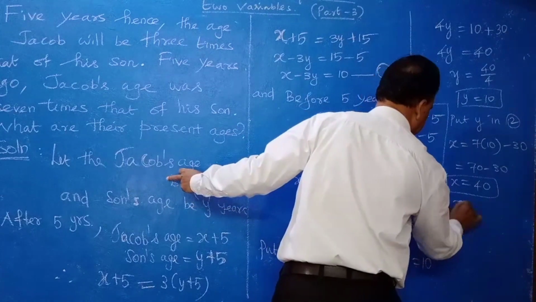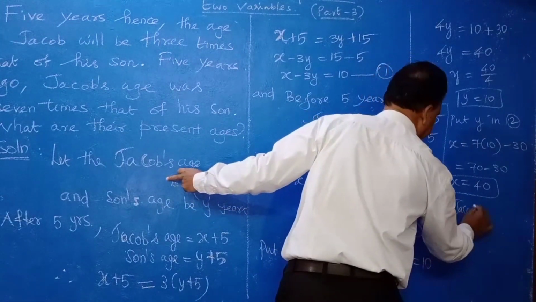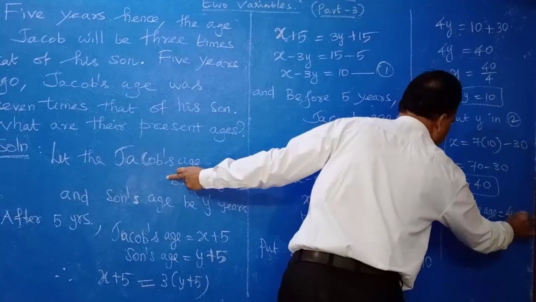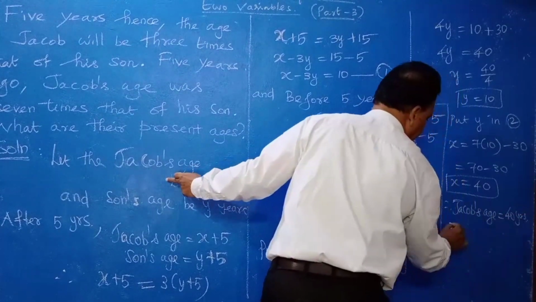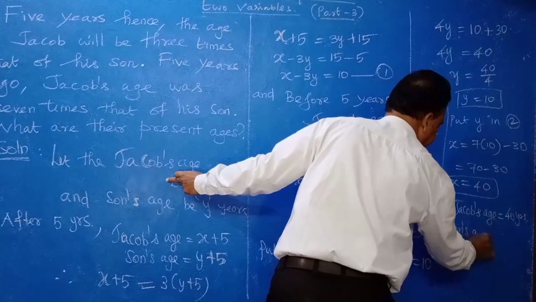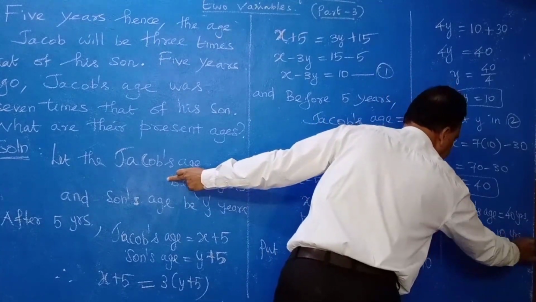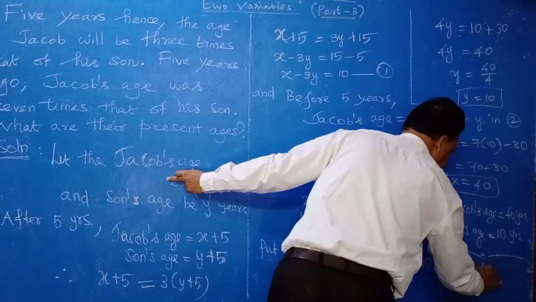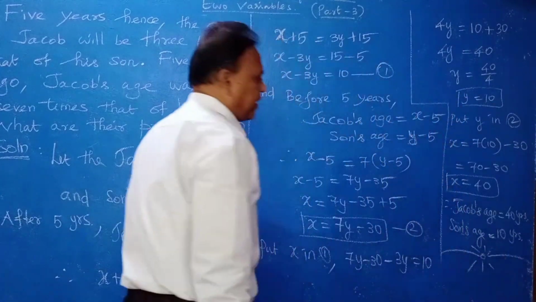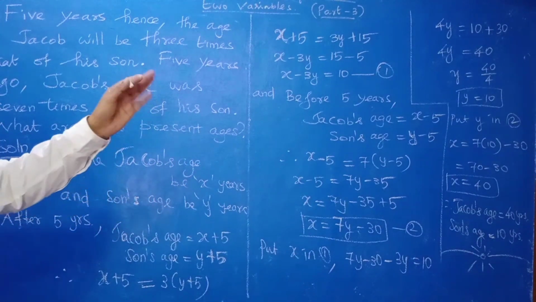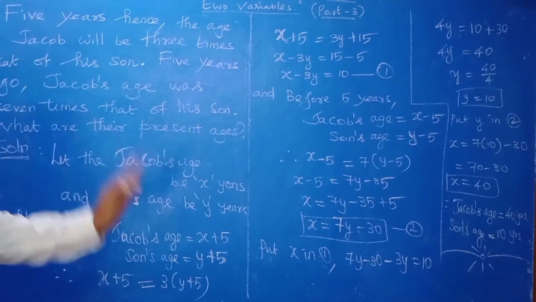Therefore Jacob's age is 40 years and the son's age is equal to 10 years. This final answer you have to write. Okay, I will give some more problems for homework. You do practice.